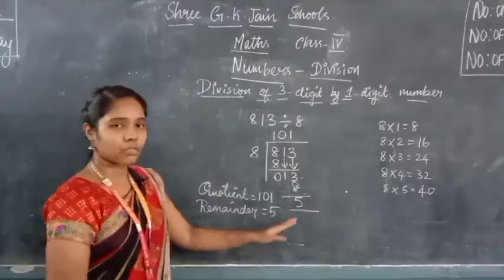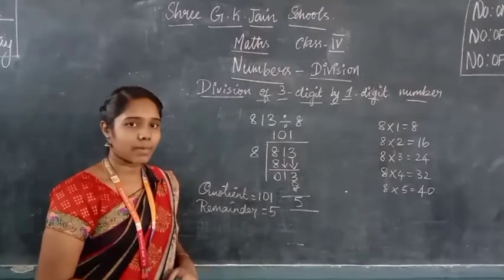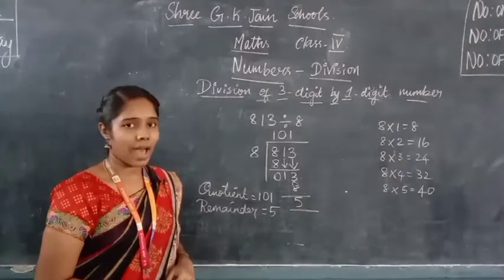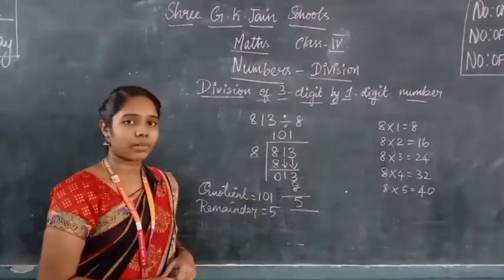As I told you before, the remainder can change. It is not always 0. It can also be other numbers. So the quotient is 101. The remainder is 5. Understood, students?